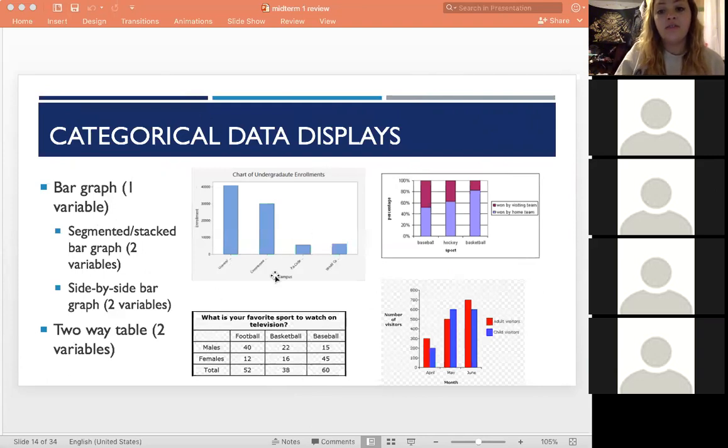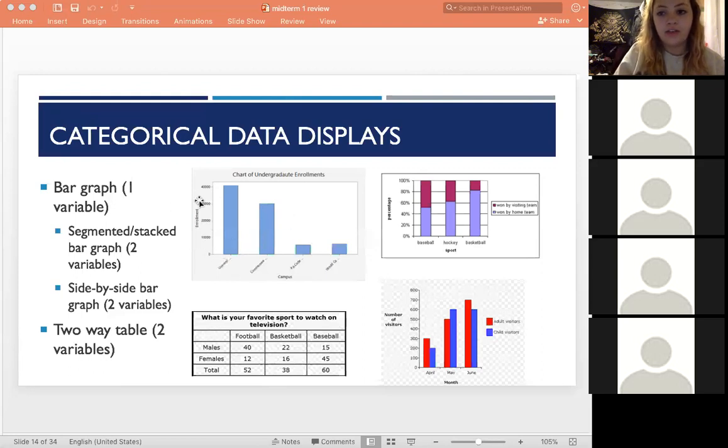I just have the main two on here: bar graph and then two-way table. Bar graph is the only one here that is just showing one variable. As you can see on the x-axis, you have the categorical variable that you're looking at, which in this case is going to be the campus. So each different campus is your categorical variable.